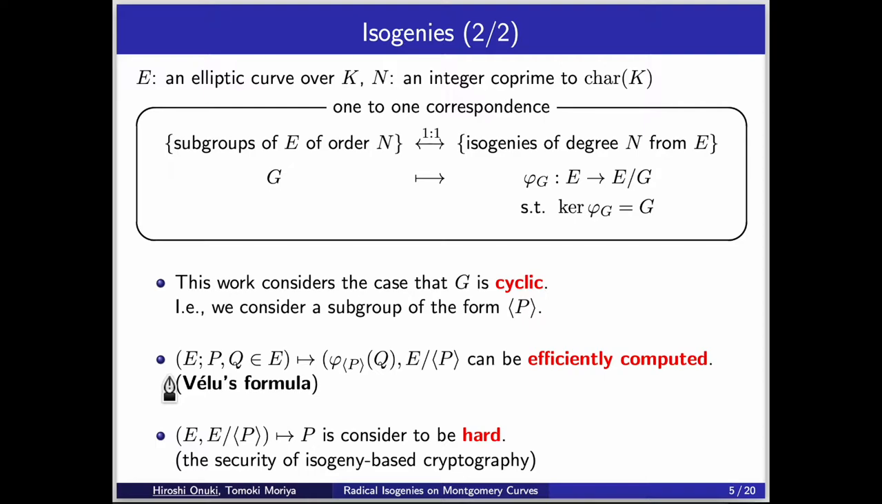Given an elliptic curve E and points P and Q on E, the isogeny phi_P is computable efficiently. The meaning of computing phi_P is computing the image of Q under phi_P and its codomain E/P. On the other hand, given E and E/P, computing P is considered to be hard even by a quantum computer. Isogeny-based cryptography is based on this assumption.